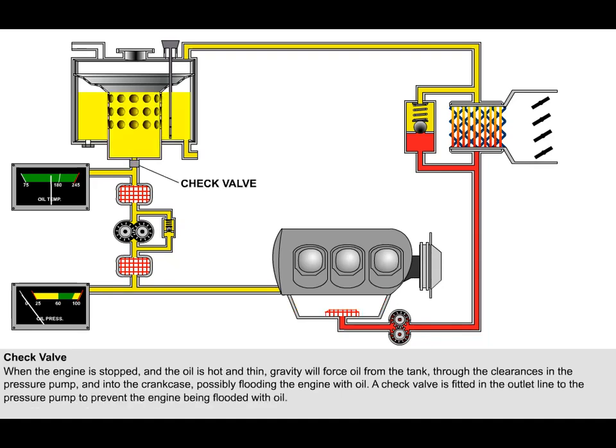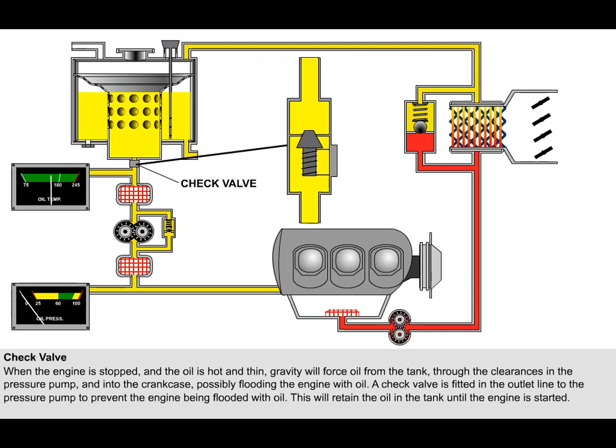To prevent this occurring, a check valve is fitted in the outlet line to the pressure pump. This consists of either a lightly spring-loaded or a solenoid-operated valve which will retain the oil in the tank until the engine is started. On engine start, suction from the pressure pump will pull the valve off its seat and the oil will be allowed to flow freely.